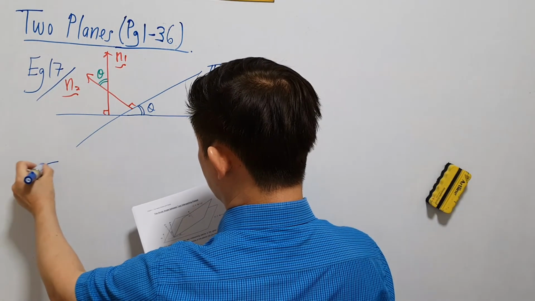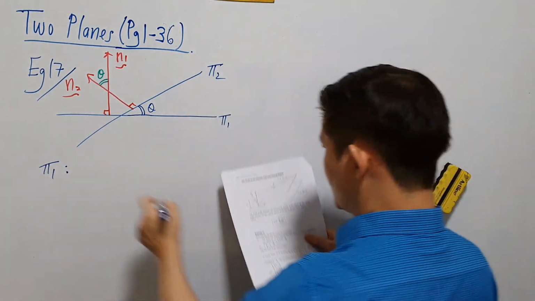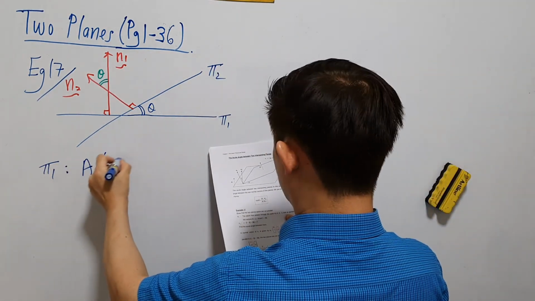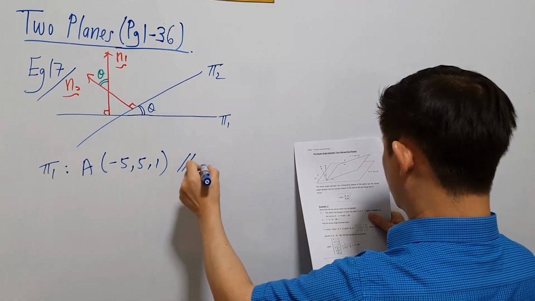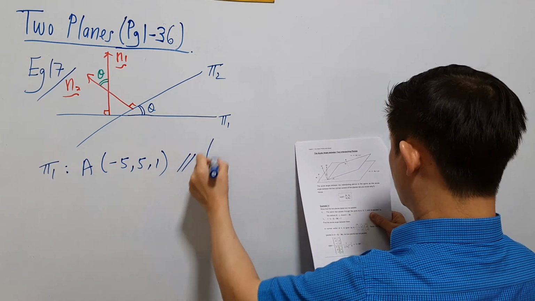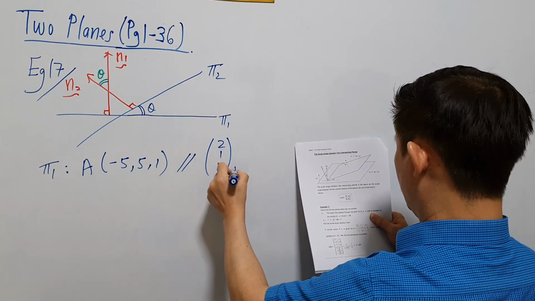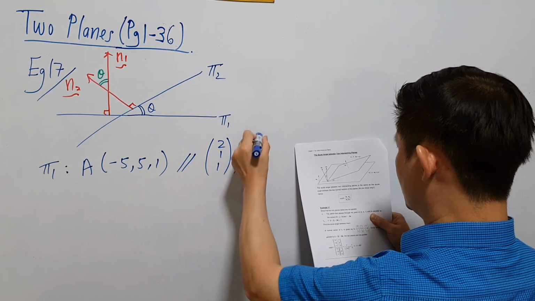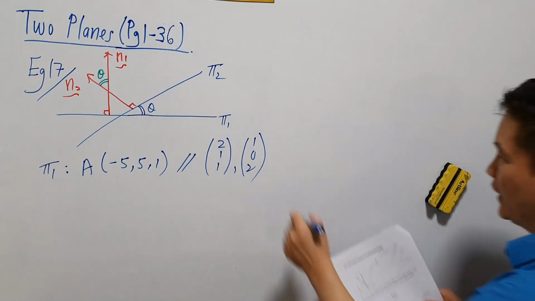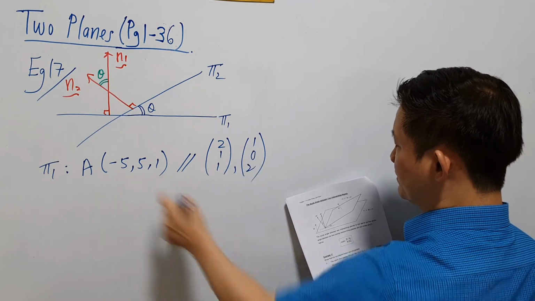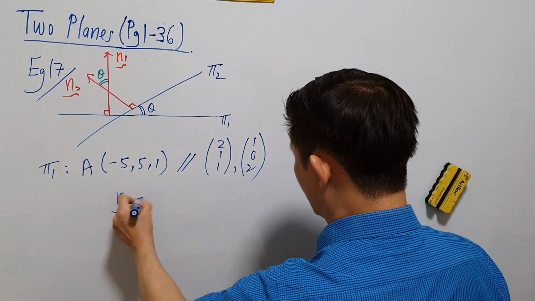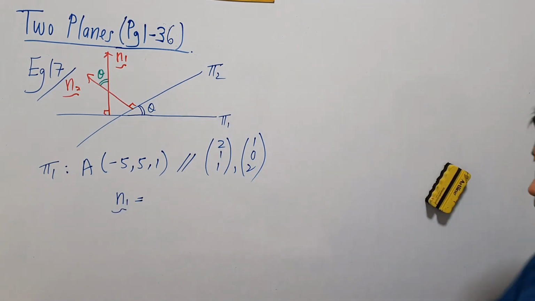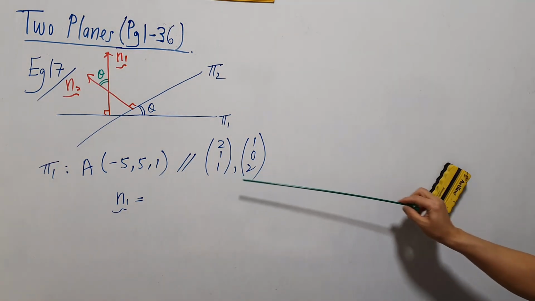So like in this example 17, you are told that it passes through a point A, and then it is parallel to these two vectors, 2, 1, 1 and 1, 0, 2. Right? So if you know that these two vectors are parallel to this plane pi 1, you can first and foremost work out the normal vector of this plane pi 1. How do you find the normal vector of pi 1? You have already learned and by now you are quite good at it. You just take the cross product of these two vectors.